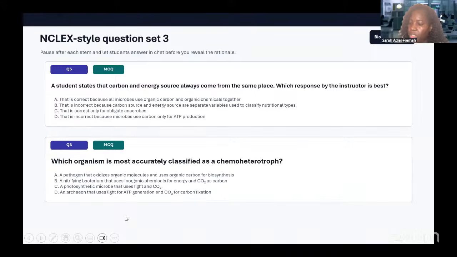So instead, let's go to question 5. A student states that carbon and energy sources always come from the same place. Which response by the instructor is best? If any student tells me that carbon and energy can always come from the same place, and the emphasis is always, which of these answer options would you argue to be correct here? Is carbon and energy always coming from the same source, based on our review of the key concepts that we've mastered so far?